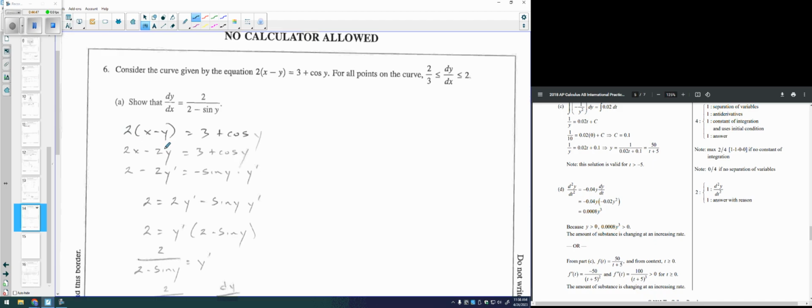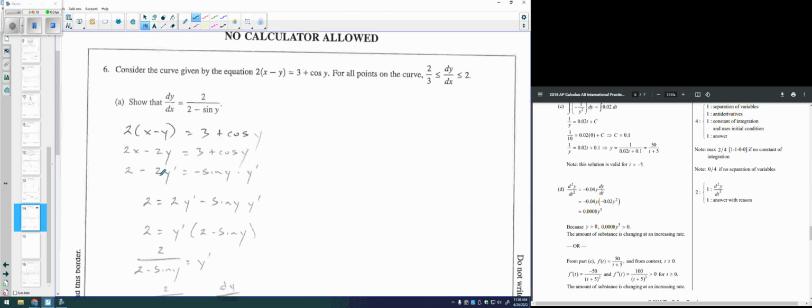I'm taking the derivative of y with respect to x, or the derivative of this function with respect to x. So the derivative of 2x is 2. The derivative of 2y is 2 times the derivative of y with respect to x, so times dy/dx or y prime. The derivative of 3 is 0, since 3 is a constant. Derivative of cosine is negative sine. Leave the inside function alone, times it by the derivative of the inside function.